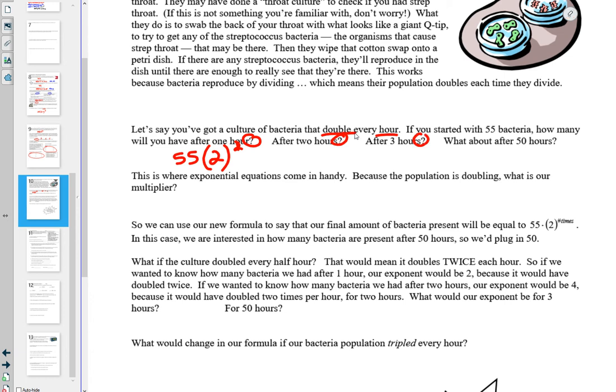Well, I won't calculate those, but just for fun, let's calculate the last one. After 50 hours, if this continues, what would happen to that 55 bacteria? Well, that's going to be fun. It's going to fill up your screen. 2 to the 50th power times 55. Yeah, it's going to give it to you in scientific notation. So that's like a 6.192449488, but that's times 10 to the 16th, which means you'd have to move the decimal over to the right 16 places.